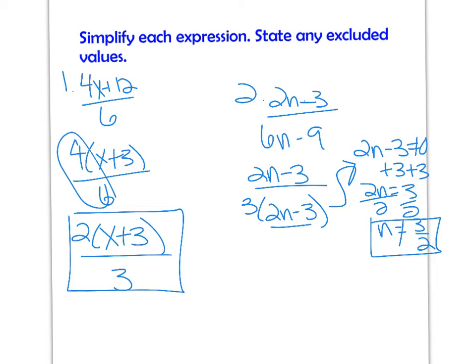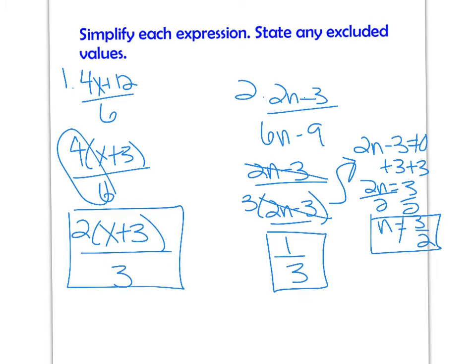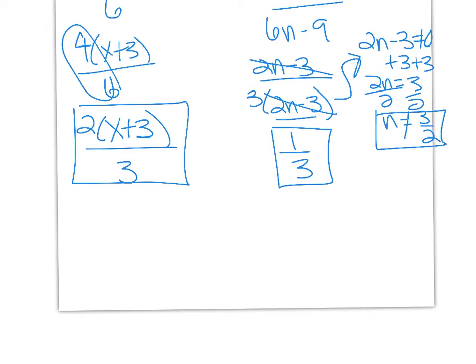So then the other thing I need to do once I state my excluded values is look for common factors. Now you see how they both have a 2n minus 3? I can divide that out as long as it matches exactly. So I should be left with 1/3. So your answer is both the 1/3 and then n cannot equal 3/2.